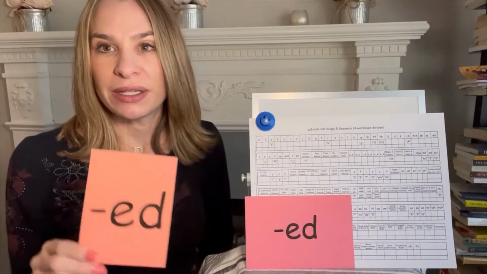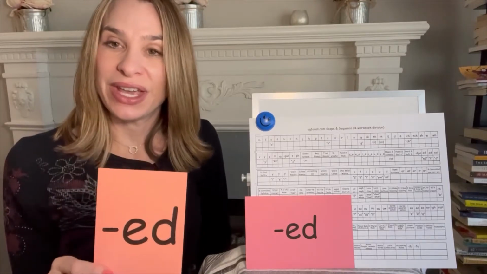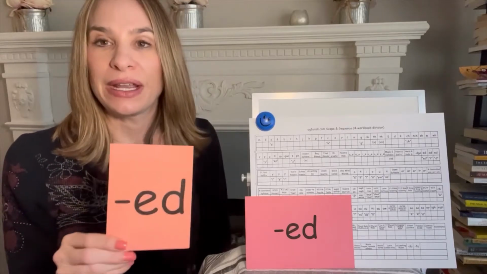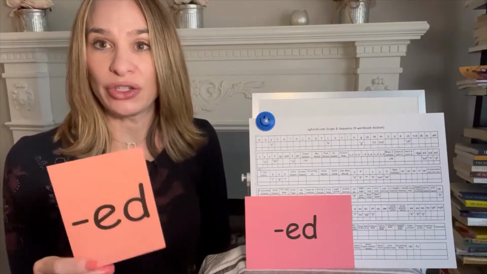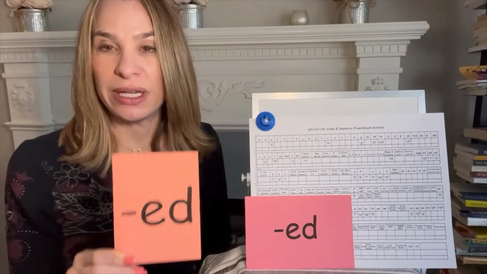Up here on our scope and sequence, this is the scope and sequence from my scope and sequence workbooks. Yours may be a little bit different. I teach on this phonogram card that ED has three sounds. I teach that it is the past tense of an action verb, and I might illustrate, I jump, and once I've done that, I've jumped, and that is the indication of ED.